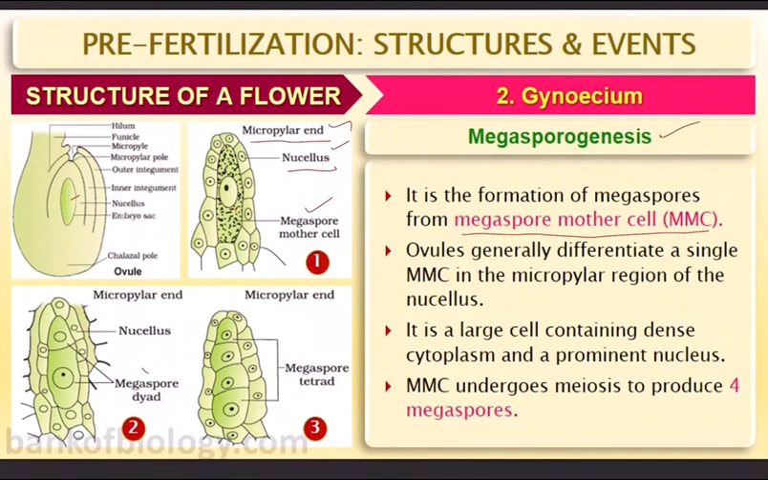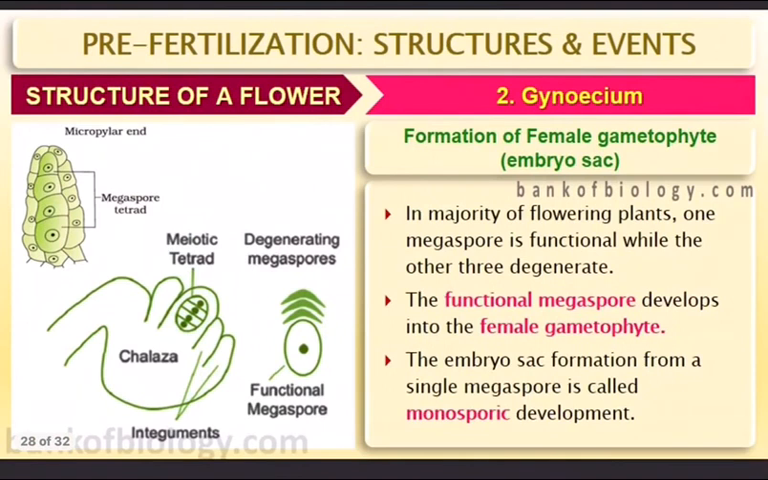Further, when this megaspore mother cell starts dividing, you can see the formation of a dyad, the megaspore dyad. Two cells are formed, 1 and 2. And then the tetrad, 1, 2, 3, 4. Megaspore tetrads are formed. So the MMC undergoes meiosis to produce 4 megaspores, just like the pollen mother cell undergoes meiosis to produce 4 microspores. They are microspores there, here they are megaspores.